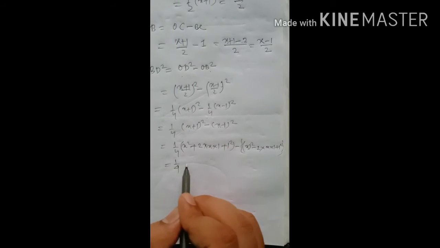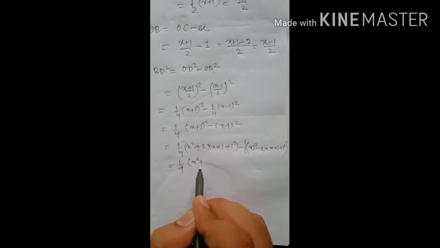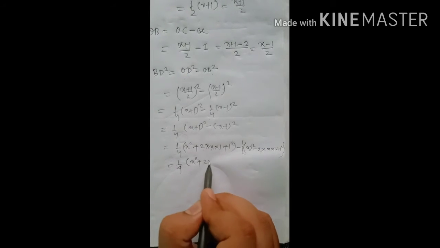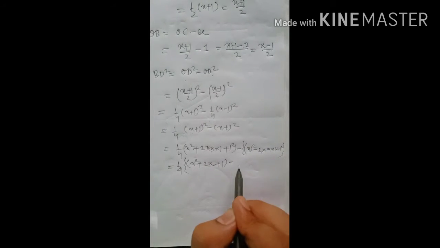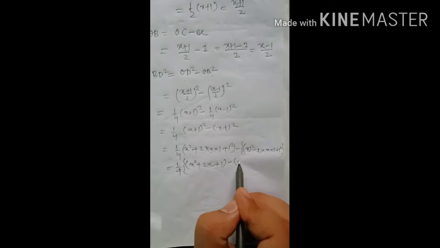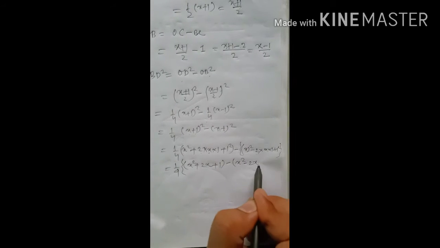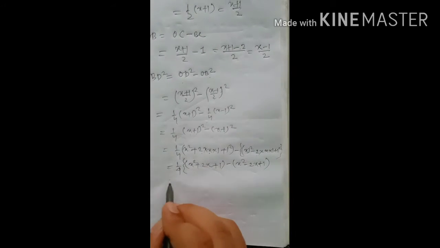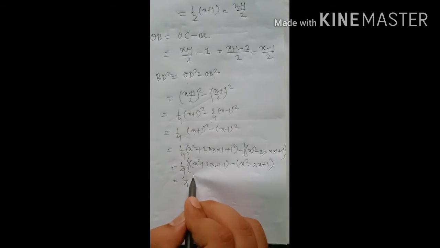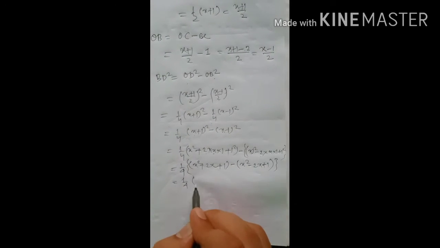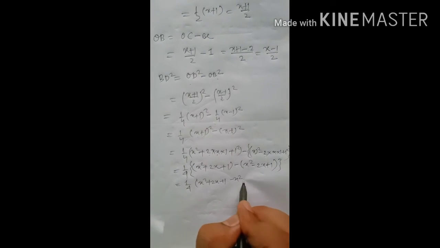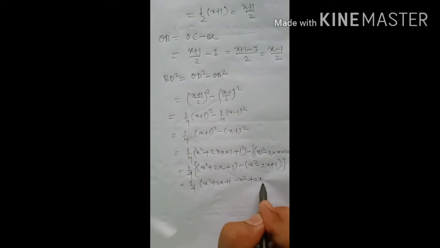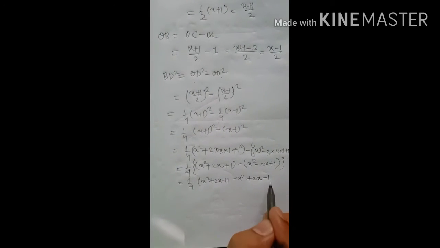We'll put a bracket here. 1 by 4 into x square plus 2 into x into 1, that is 2x, plus 1, minus, here x square minus 2 into x into 1, that is 2x, plus 1. 1 by 4 into, if you open the bracket, then what will happen? x square plus 2x plus 1, and plus x square will be minus x square, minus 2x will be plus 2x, and again plus 1 will be minus 1.